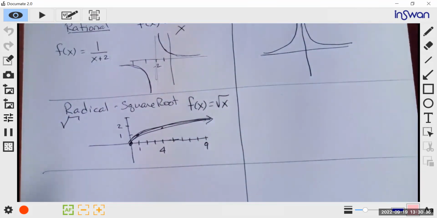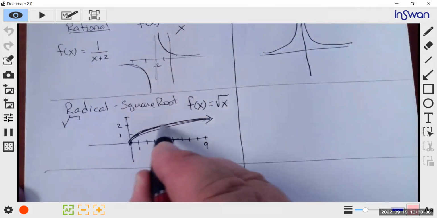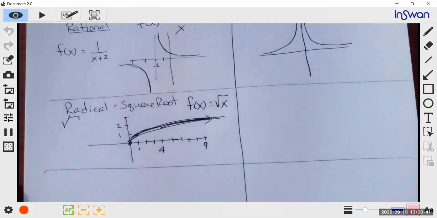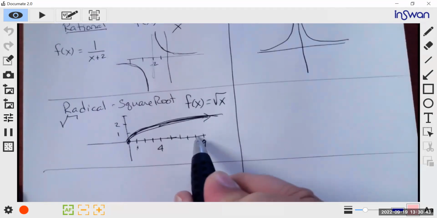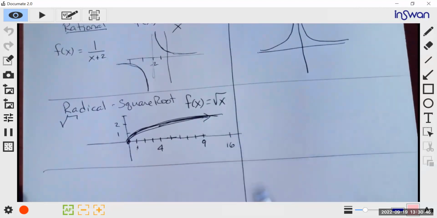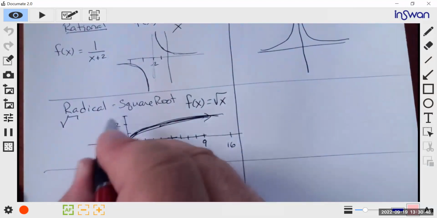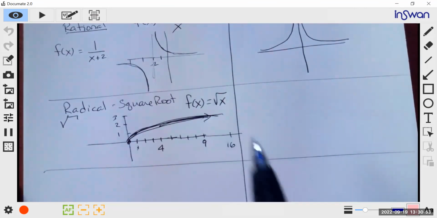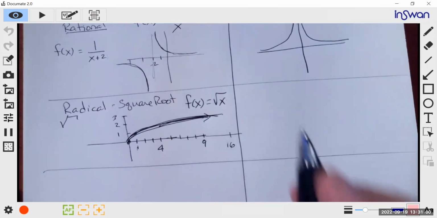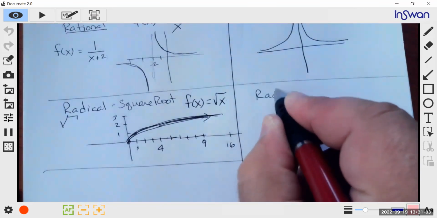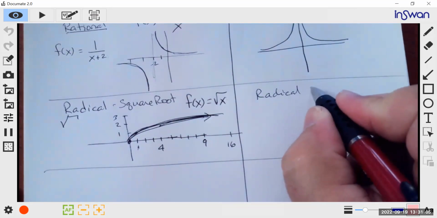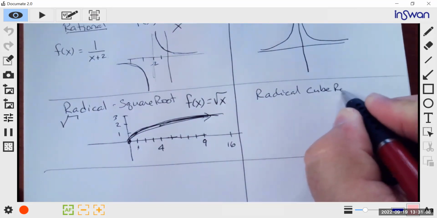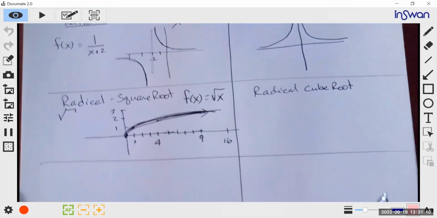Well, it's not a straight line, it's a curve. It's a very slight curve. But what's happening here is the next one would be at 16. So you went from 1 to 4 to 9 to 16, and that's when it grows up 1. So it's barely increasing going up, but it's still an increasing function. Now a cube root.